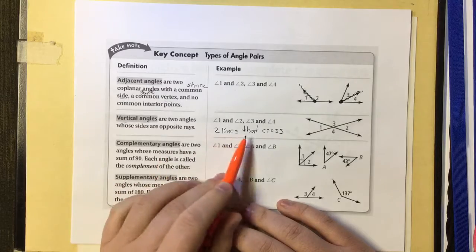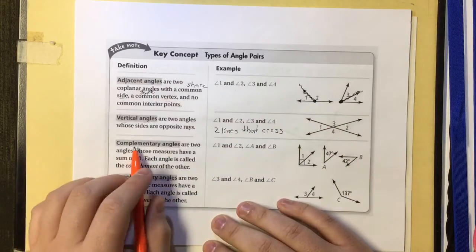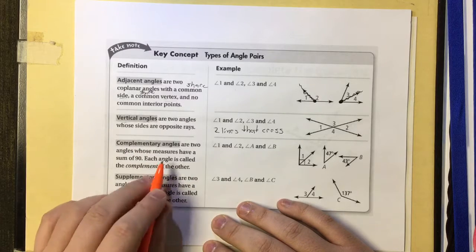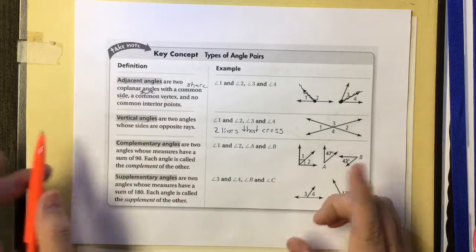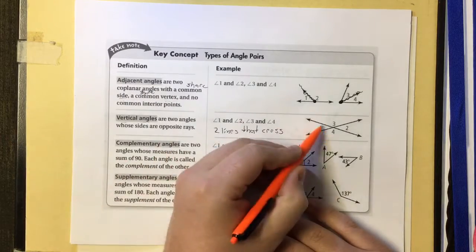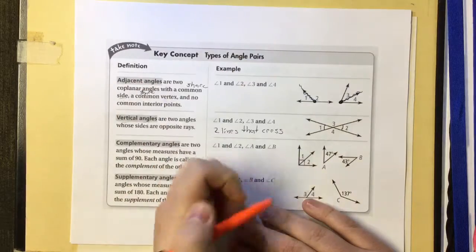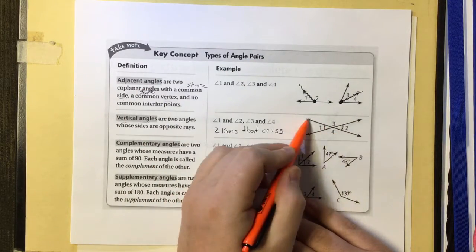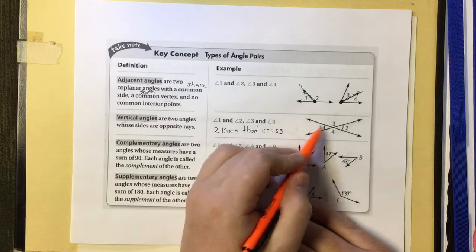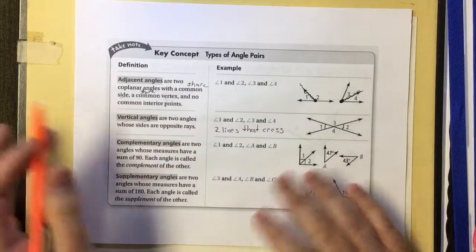So when you see two lines that cross each other, like in this picture right here, two lines just going all the way through, two lines crossing each other, vertical angles are going to be the angles that are opposite of each other in that case. So angle 1 and angle 2 are vertical angles with each other. Angle 1 and angle 2 are vertical angles because you have two lines crossing each other, and 1 and 2 are on opposite sides of that X, left and right.